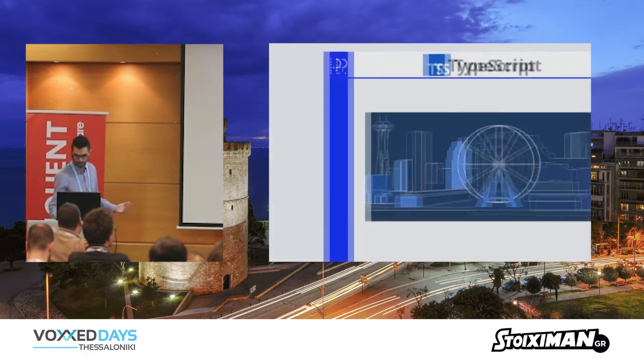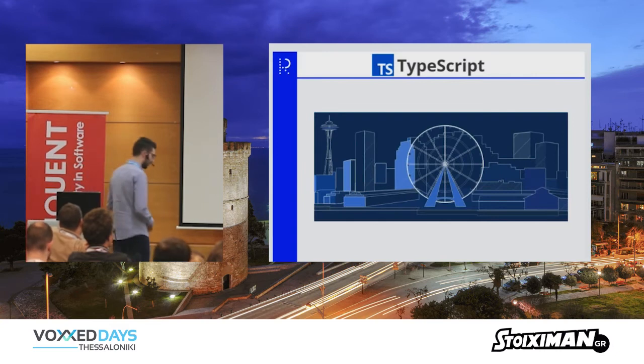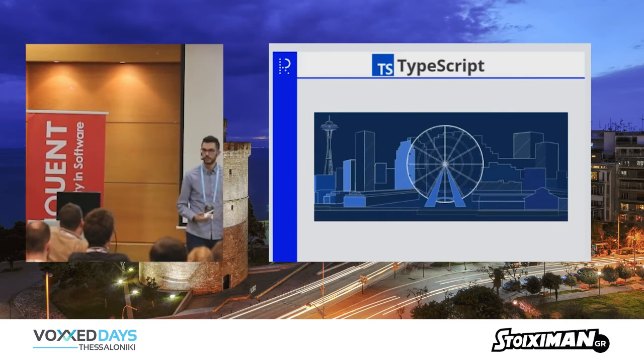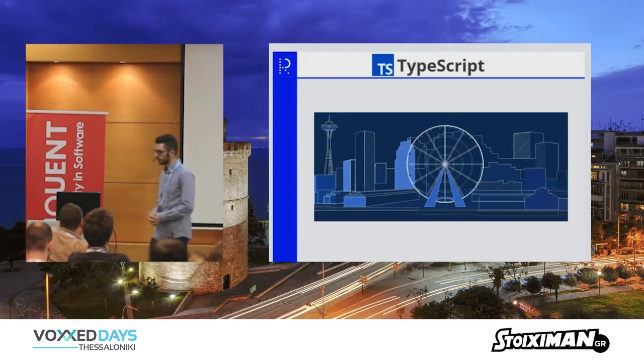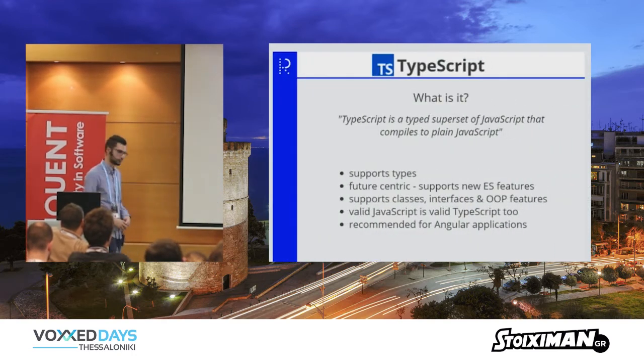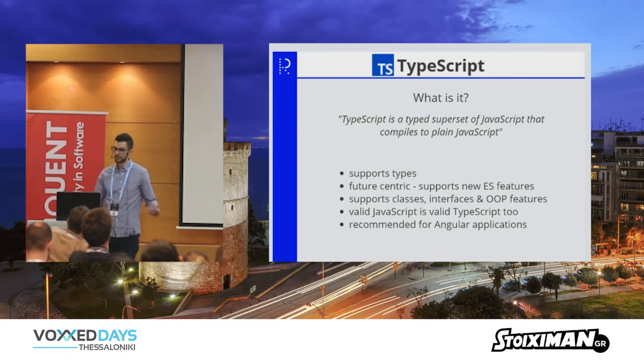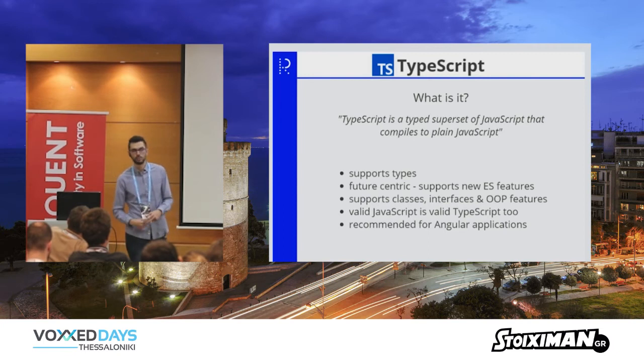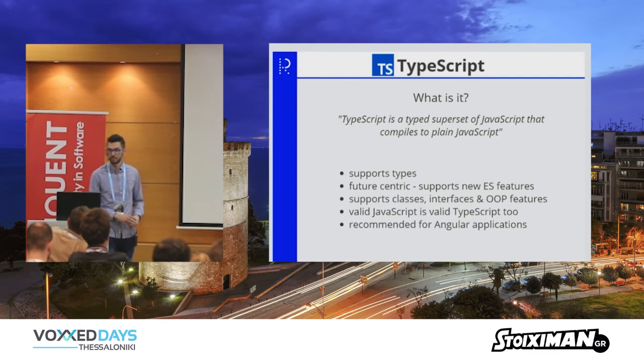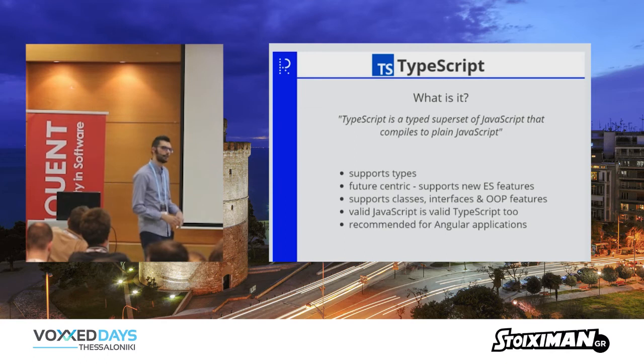TypeScript. Well, what's TypeScript? TypeScript is a typed superset of JavaScript that compiles into plain JavaScript. Okay, and what does it do? Well, for starters, it supports types. Type checking and compiler errors are a thing now. It's also feature-centric, supports new ES features, like ES6 module management system, but also let variable declarations, fat arrows, and others. In addition, it supports classes, interfaces, and OOP features. One might say it's the scripting language for Java developers.